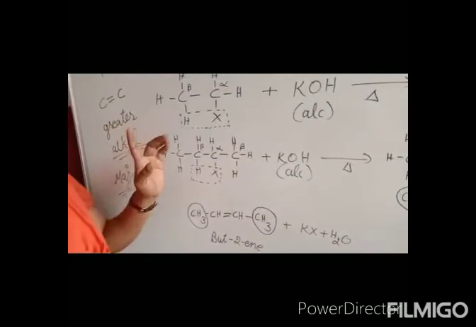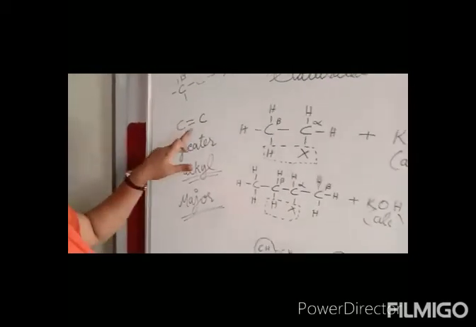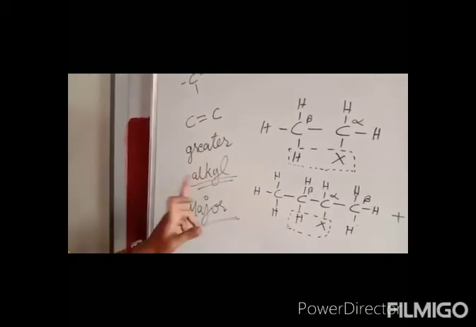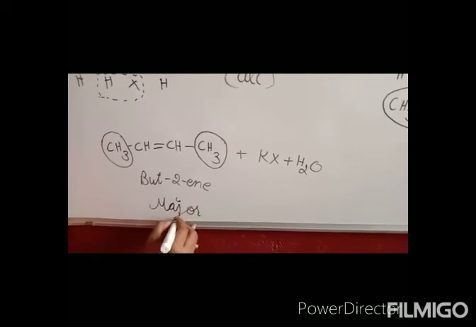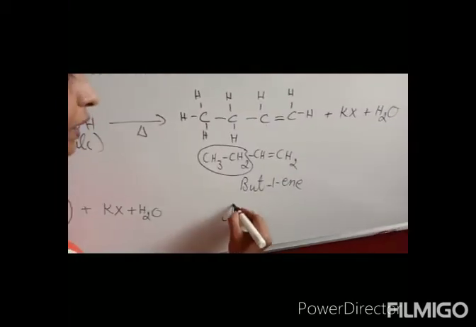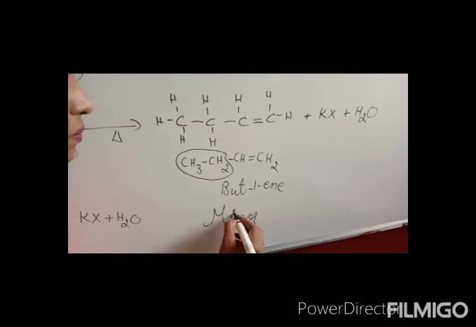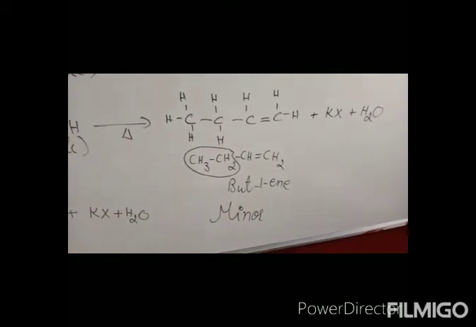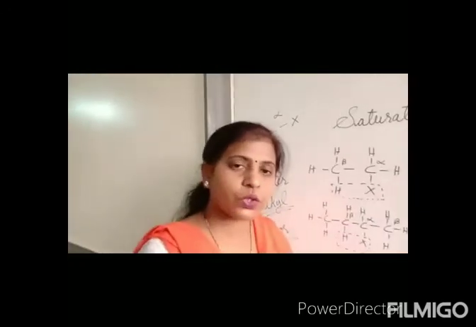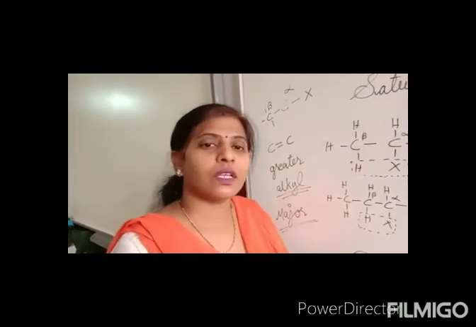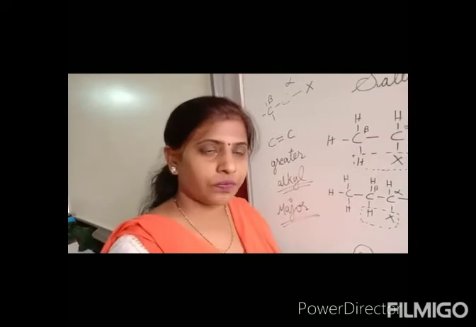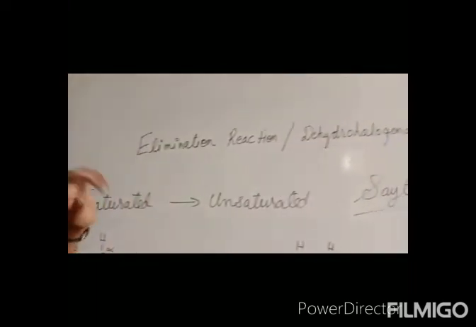So as per the condition, for a carbon to carbon double bond, the greater number of alkyl groups will be the major product. I have one alkyl group, here I have my two alkyl groups. So but-2-ene will be the major product, whereas but-1-ene will be designated as the minor product. And this is according to Saytzeff rule. In Saytzeff rule, that product is preferred in which we have a higher number of alkyl groups attached to it, right? So this is our elimination reaction.